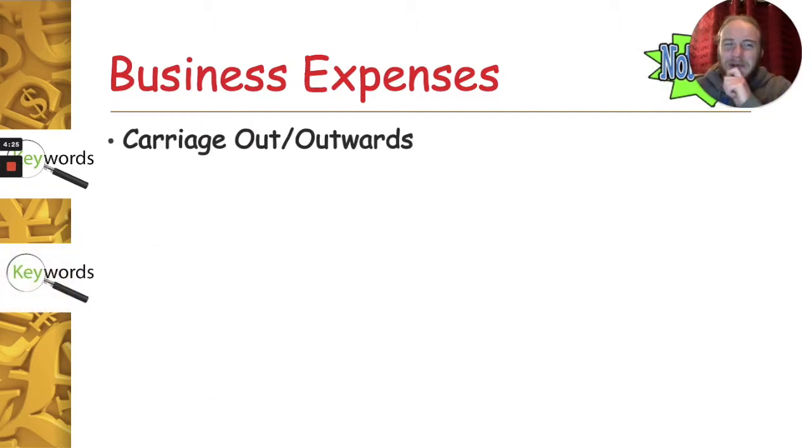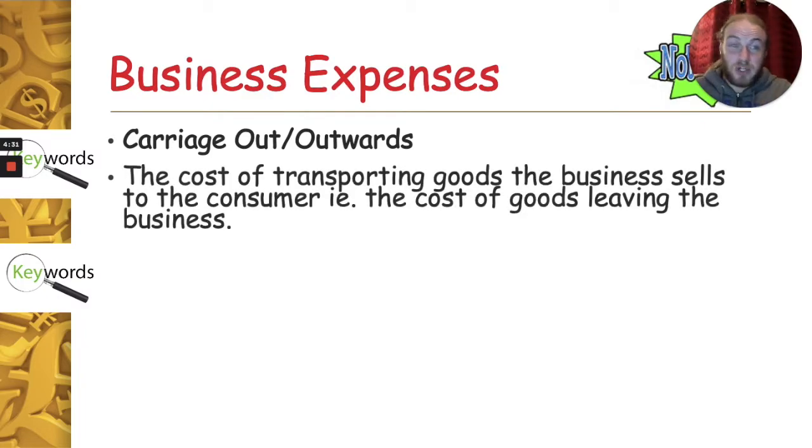Carriage out. Now, do you know what carriage out is? We looked at carriage in, in the previous videos there. I wonder what carriage out could be. Well, of course, we know what carriage means: delivery, or transporting goods. So it's the cost of transporting goods out to the consumer, okay? So the cost of goods leaving the business to go to the customer themselves.